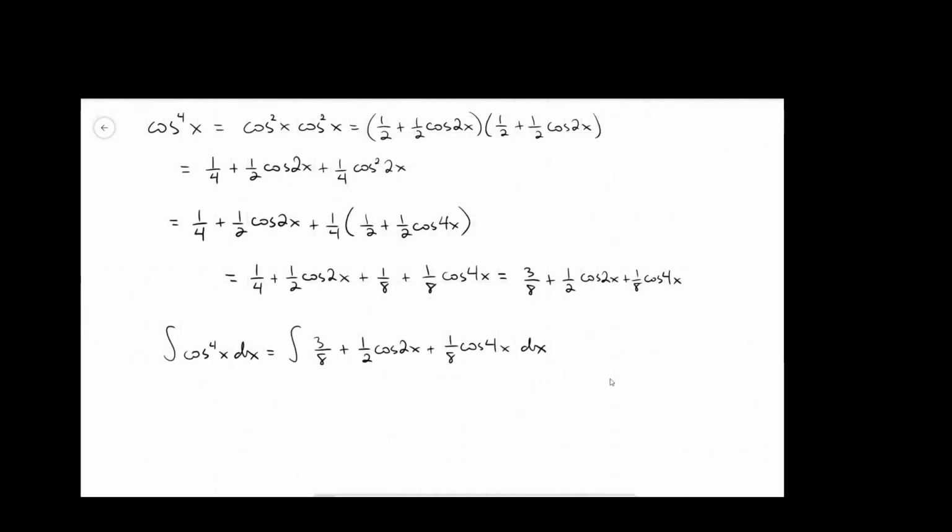Okay, now how do we do that integral? We have to use the power rule, so we're going to get 3/8 x. Now when I take the antiderivative of cosine 2x, I'm going to get 1/2 sine 2x, so this is going to become 1/4 sine 2x. When I do the antiderivative of cosine 4x, I'm going to have to divide by 4, so I'm going to get 1 over 32 sine 4x. So there we go.